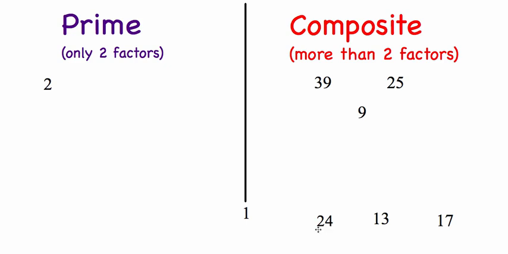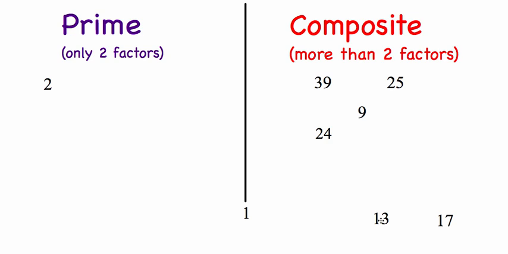24, hopefully you're going to notice right away that 24 is an even number. Therefore, 2 times 12, 2 and 12 would be factors, as well as 1 times 24, as well as 4 times 6. Lots of factors for 24, so it's going to stay on that composite side.